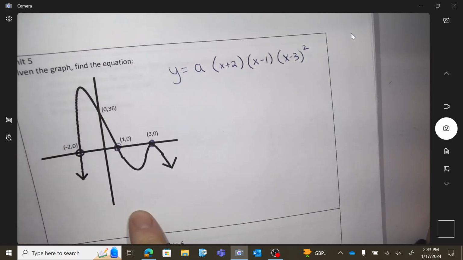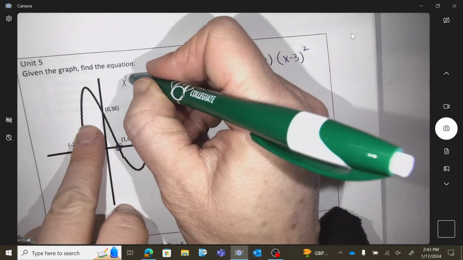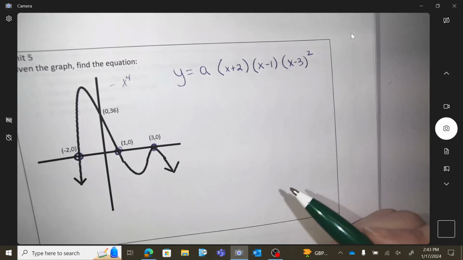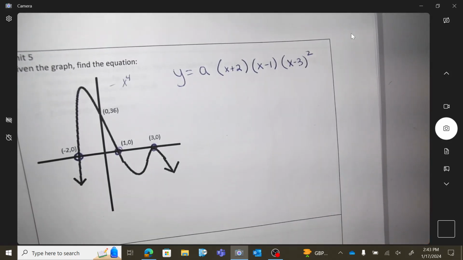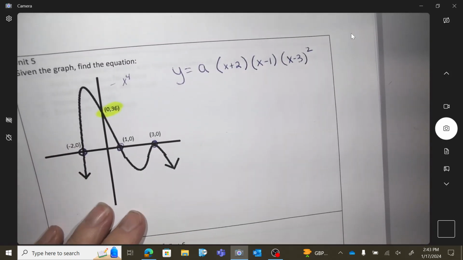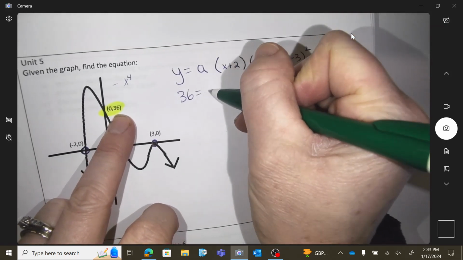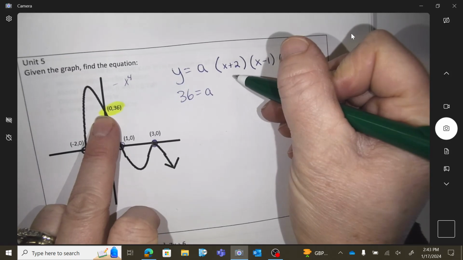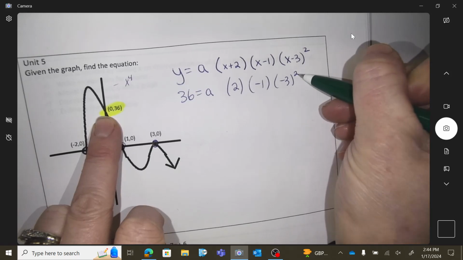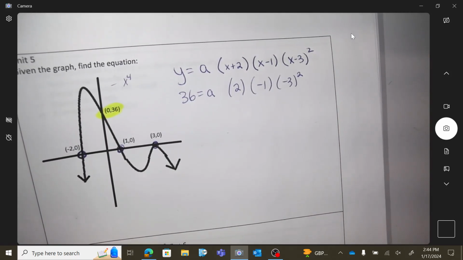Do you understand what degree this is? It's a 4th degree, and what do you know right now in front? There will be a negative something in front. Okay, so now what I'm going to do is I'm going to plug this point in. So I'm going to replace y with 36, and I'm going to replace x with 0. I replaced x with 0, right? You see that? That's what I did.